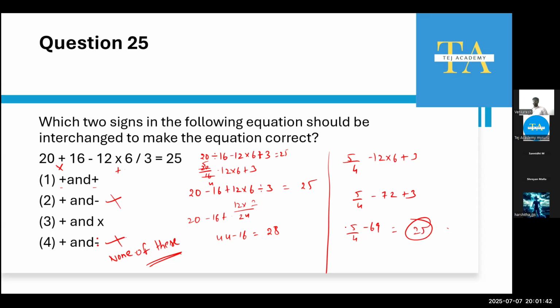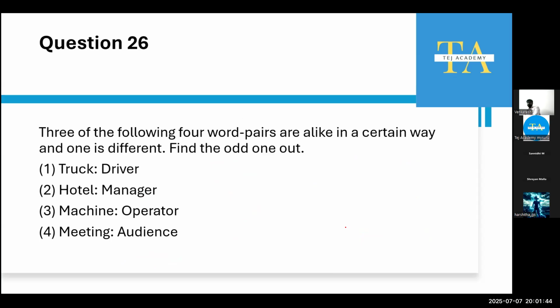Okay, next one. So 26th question. Find the odd one out. Truck is related to the driver, hotel to the manager, the manager is managing. Machine to operator. Meeting to speaker, not for the audience. So the fourth one.